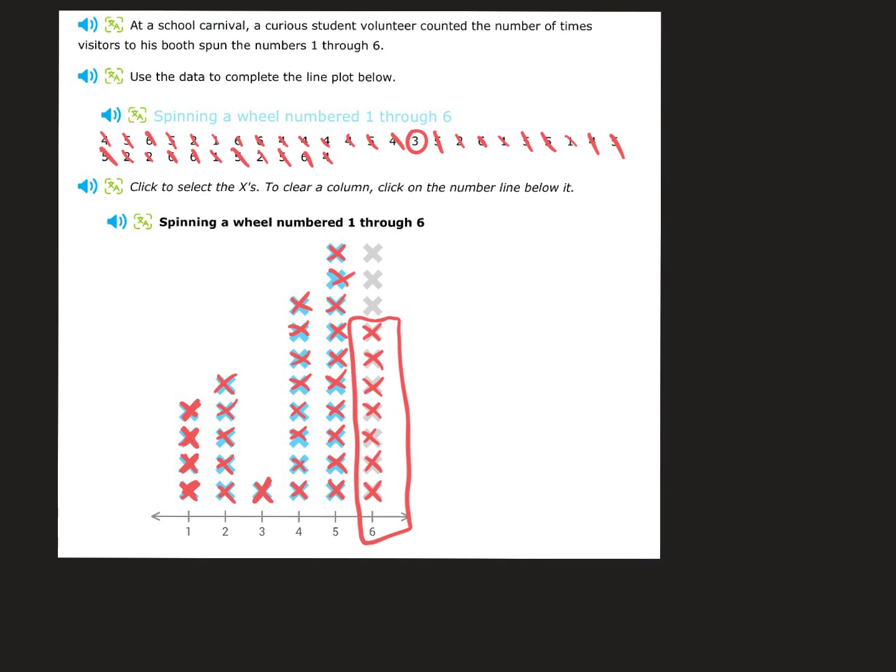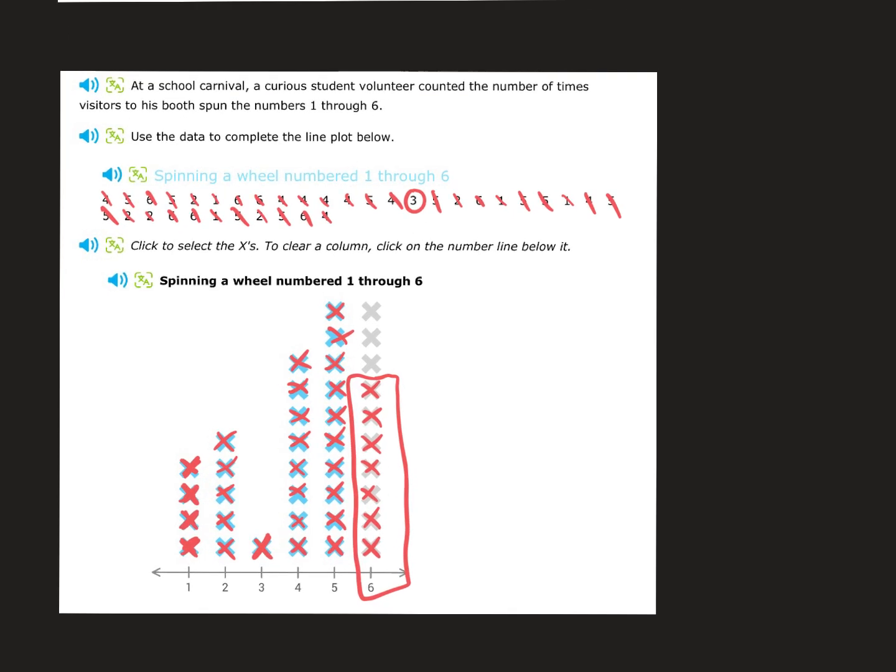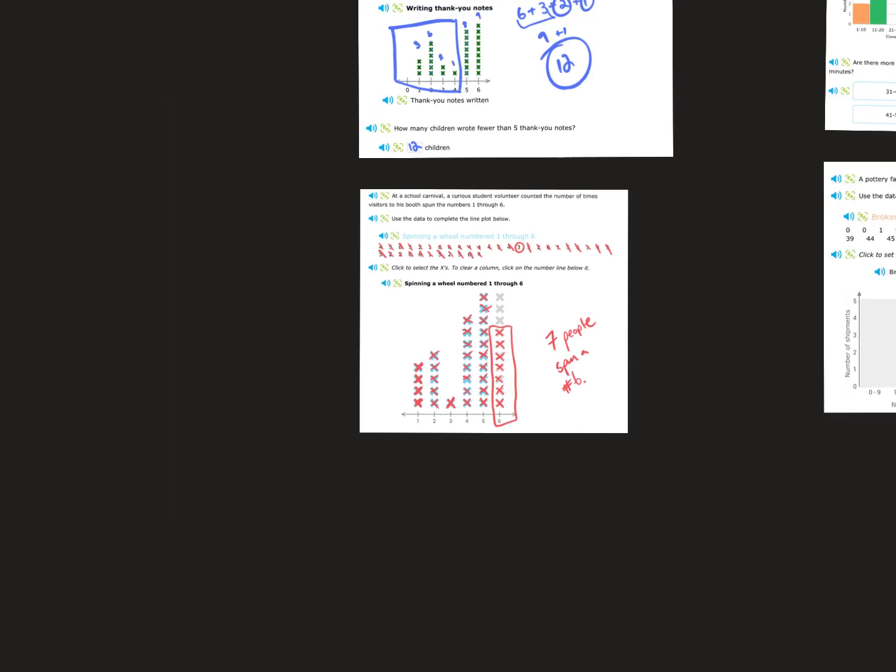So how many students counted the number of booths spun to 6? We had 7 people spin a number 6. And we're done.